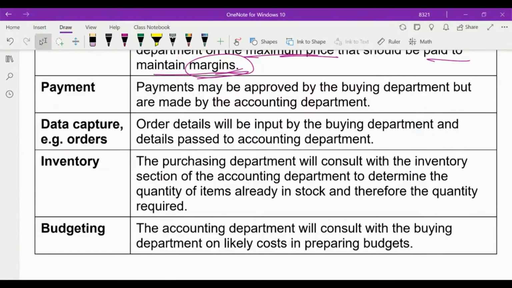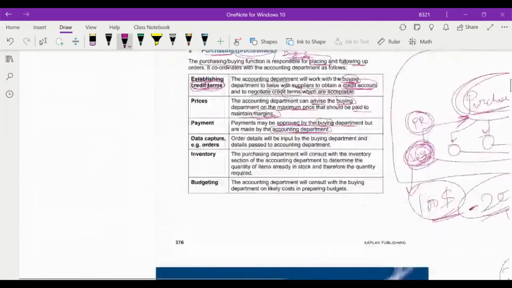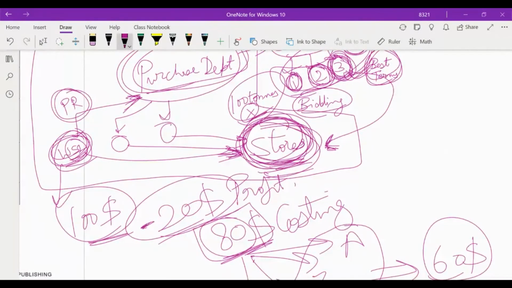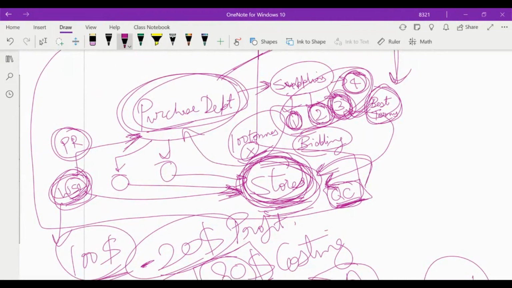Now, next thing is payment. Who will process the payments? Obviously, the accounting department will process the payments. So the payments may be approved by the buying department, but are made by the accounting department. Obviously, whenever the procurement department buys something, it comes to the stores, okay? It is checked for quality, that is known as QC, quality check. When the quality check is done, the goods or materials are unloaded. When these goods and materials are unloaded, then information is sent to the purchasing department or the procurement department that yes, we have received the material which is required.